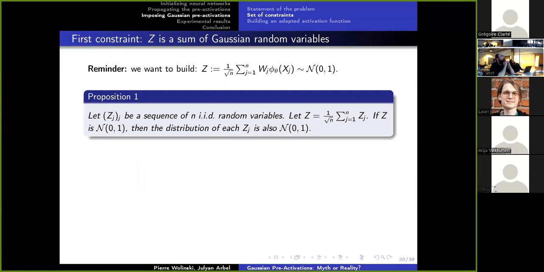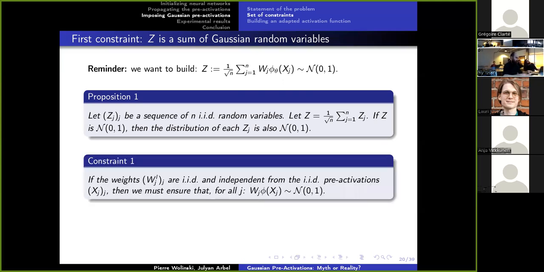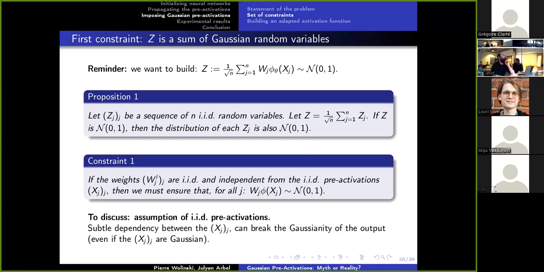So I will be a bit quick on the constraints. It's a bit technical, and I want to go to the experimental results quickly. So for the constraints, first, Z is the PreActivation, and we want the sum to be Gaussian. If the members of the sum are IID, then each term of the sum should be Gaussian. That is the first constraint we obtained, but I must say there is some simplification there about the dependencies between the PreActivations. It's something to include in the discussion about this constraint.